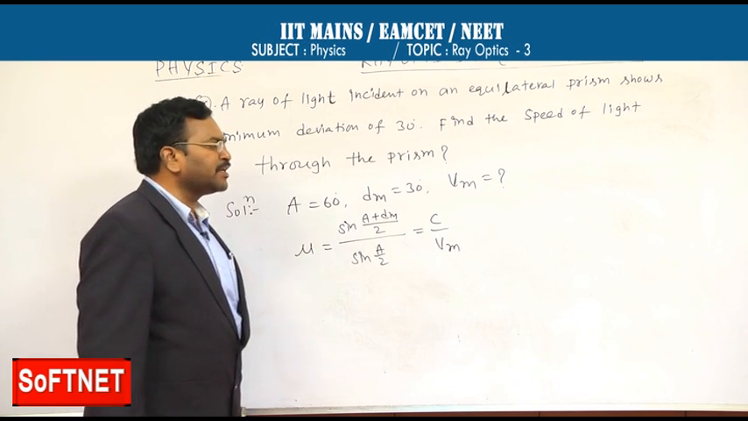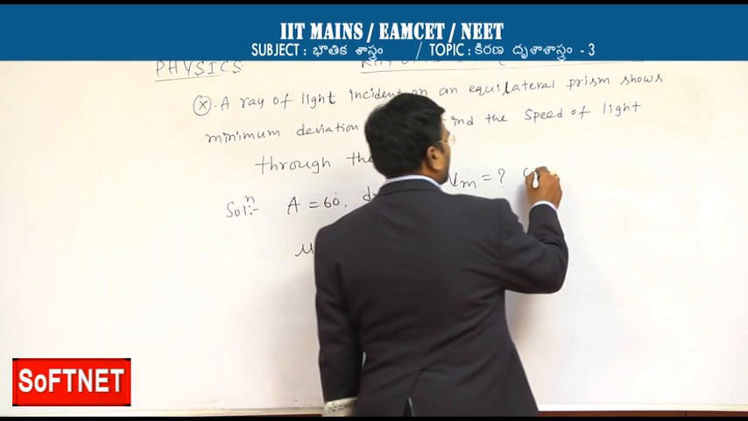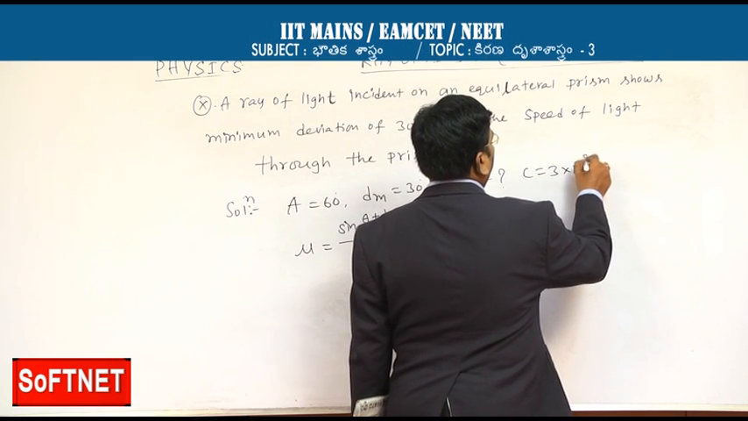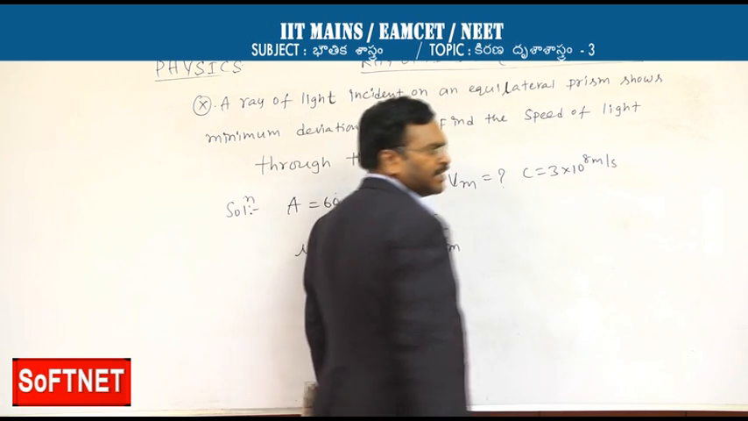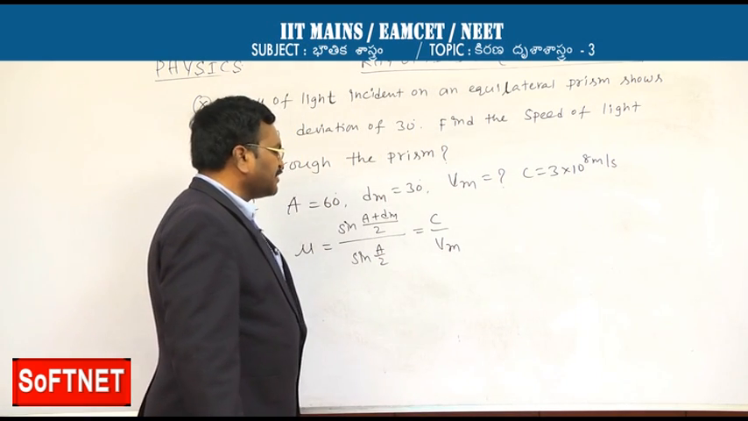Speed of light. You remember that. Speed of light in air or vacuum, how much? 3 into 10 to the power of 8 meter per second.